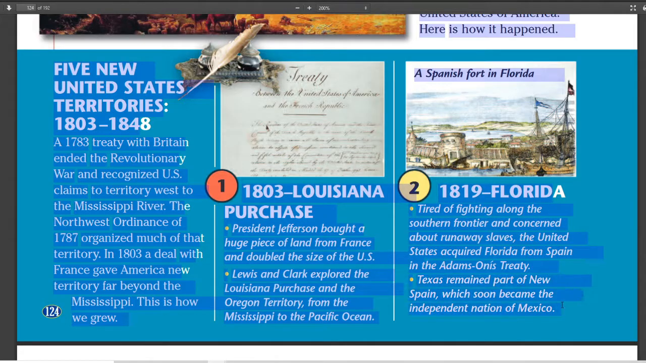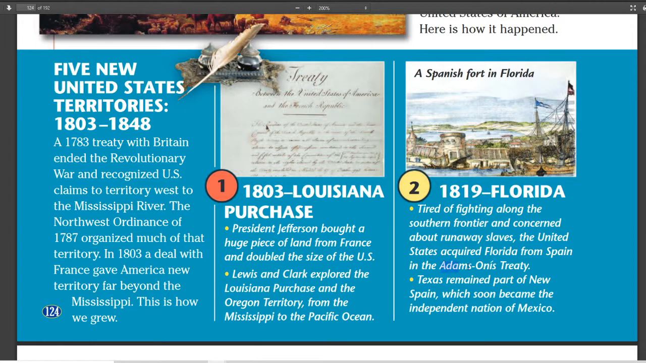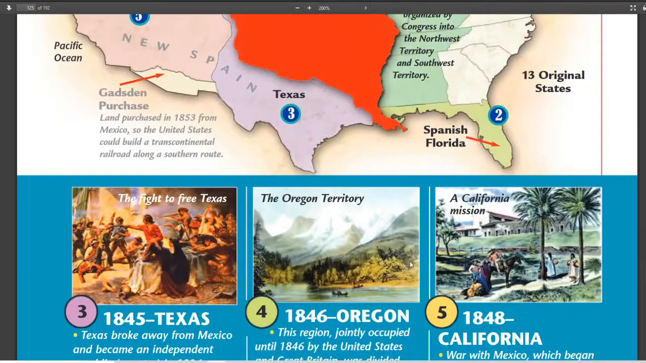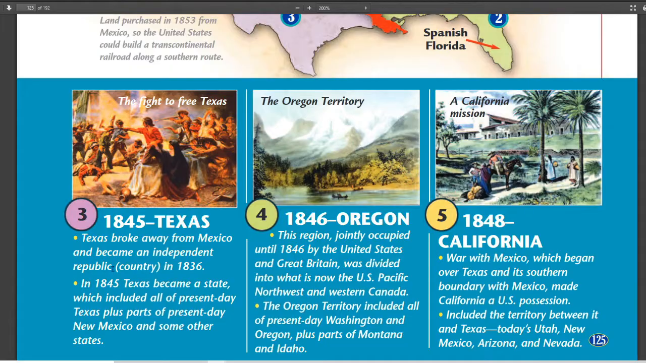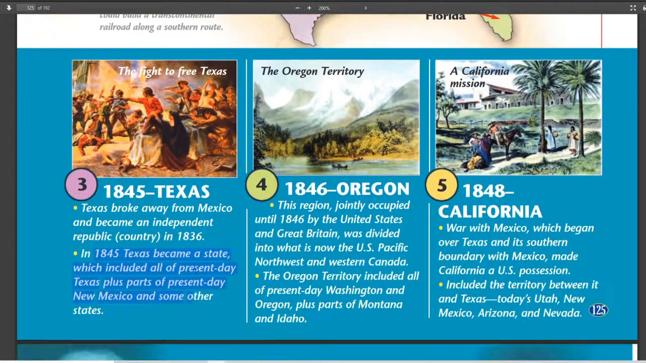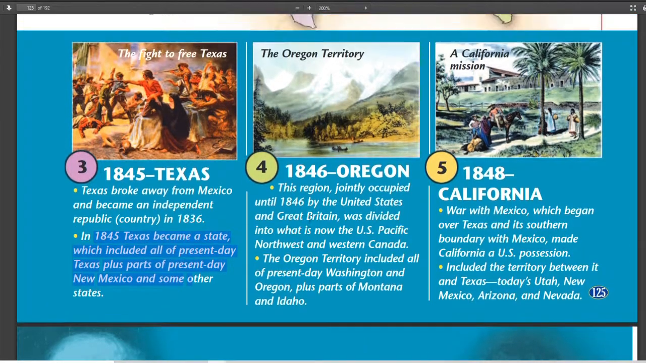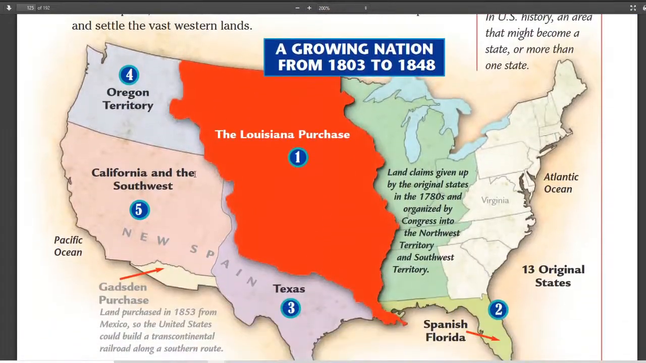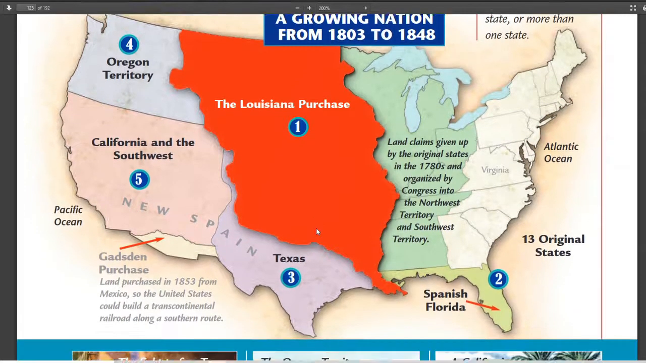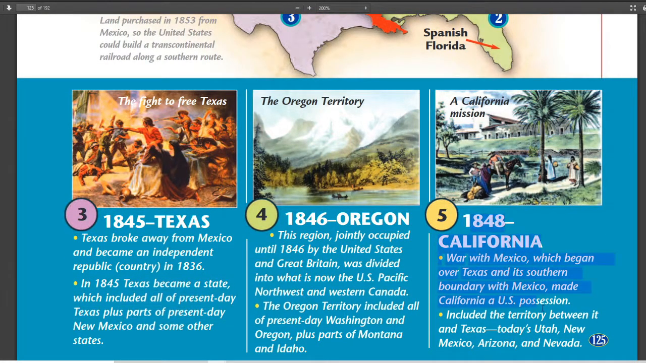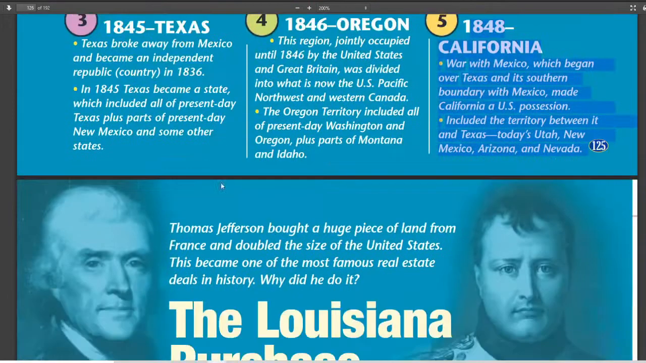1819, Florida. We get it from Spain in the Adams-Onis Treaty. Let me clear this off right here. So you definitely want to know that. Texas was a republic. It was an independent republic. And then we annexed it in 1845. So we get Texas. And then in 1846, we make a treaty with Britain to solidify our hold on Oregon Territory. And in 1848, war with Mexico gives us California and the Southwest. Okay?